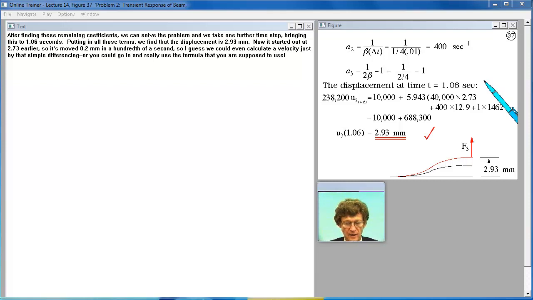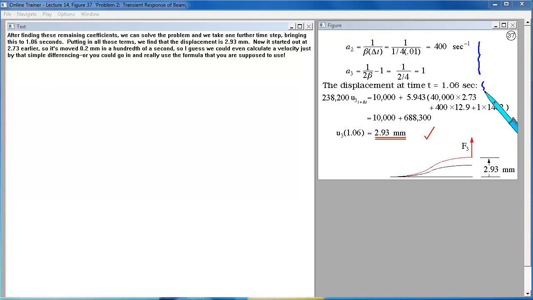After finding these remaining coefficients, we can solve the problem, and we take one further time step, bringing us to 1.06 seconds. Putting in all those terms, we find that the displacement is 2.93 millimeters. Now it had started out at 2.73 earlier, and so it's moved 2/10 of a millimeter in 100th of a second. So I guess you could even calculate a velocity just by that simple differencing. Or you can go in and really use the formula that you're supposed to use.